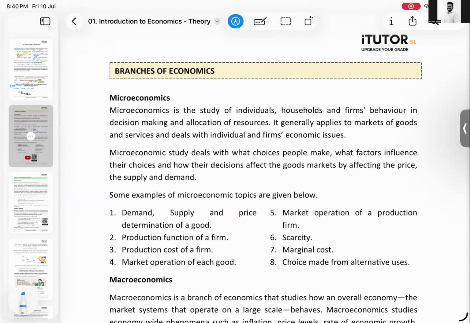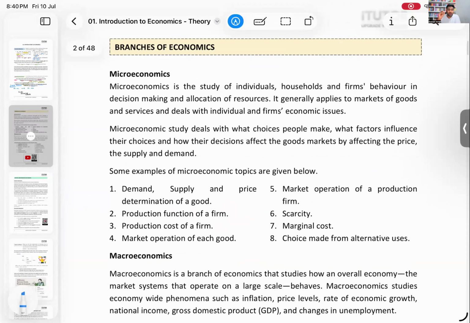So when we take the branches of economics, there are two branches. Very simple. The two branches are microeconomics and macroeconomics. Can you all tell me what is the meaning of micro? Tell me the English meaning of it. What do you all think? If someone says micro, what comes into your head? You don't have to refer to the dictionary. What comes into your head? Micro, small, tiny. Yes, that is what comes into your head.